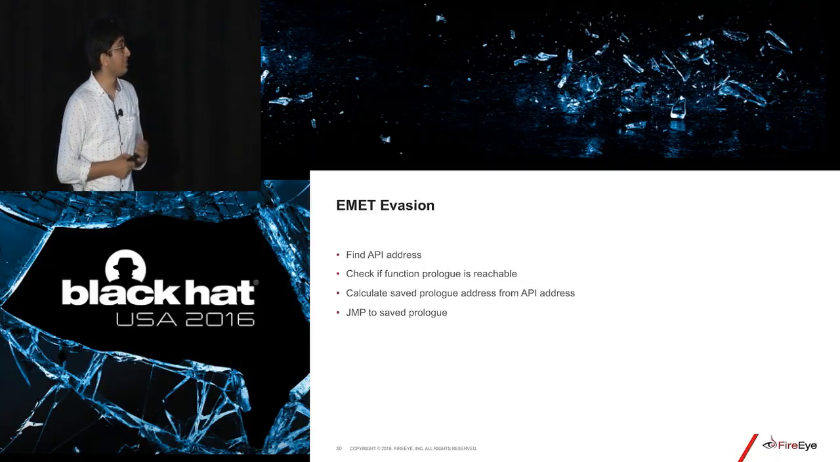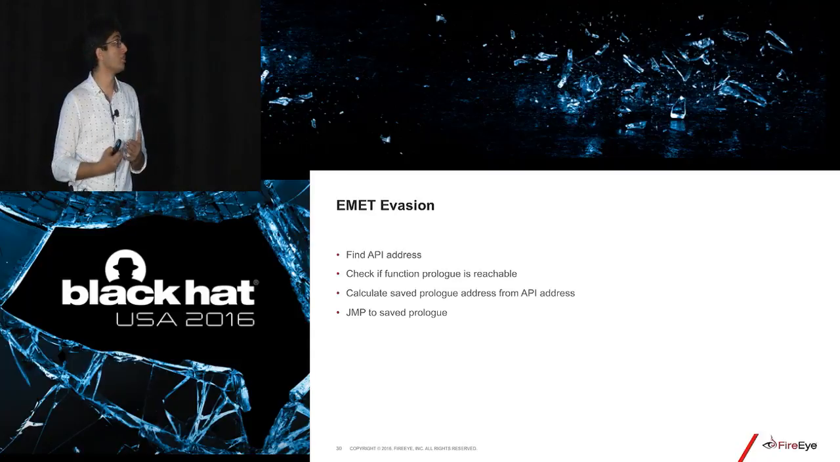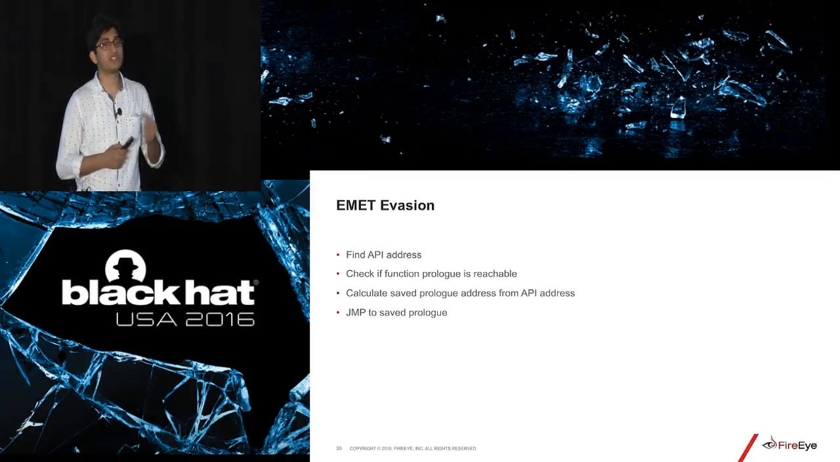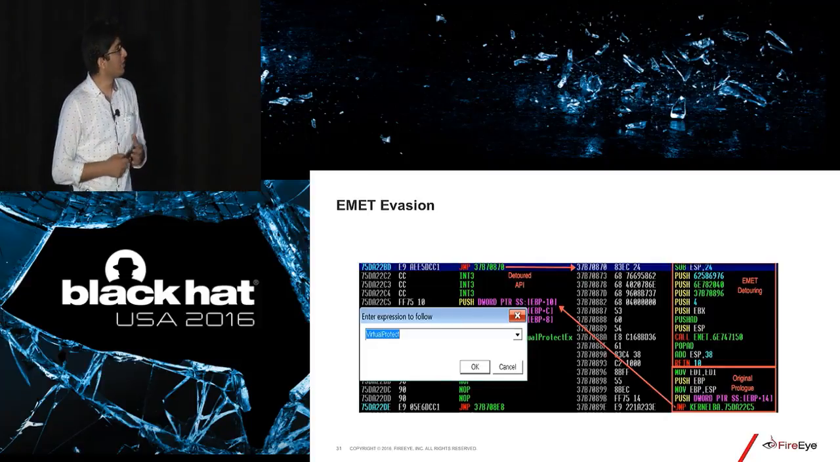So basically the approach is you find the API address, and there will be a detoured hook over there, and you can check whether the function prologue is reachable from the detoured hook. And if there is a way to calculate the exact address to where you have to jump instead of where you don't have to jump, we can jump to the saved prologue and completely evade all the hooks, and it will return back again. I think Abdulellah mentioned something like this before for LoadLibrary.